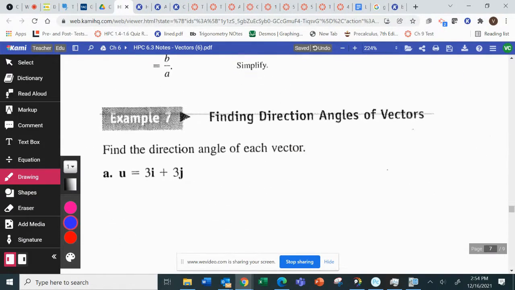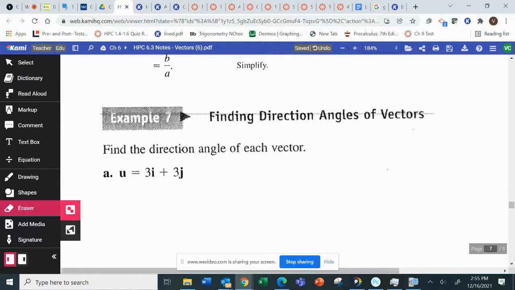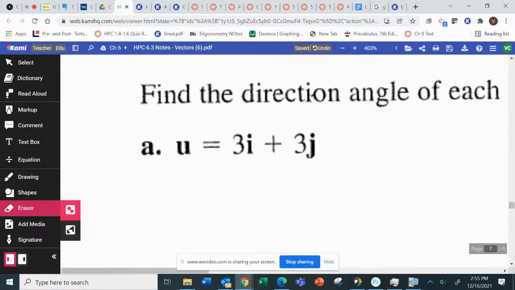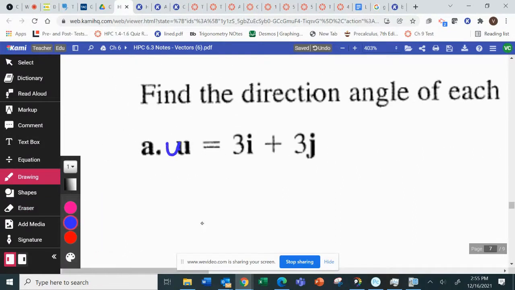So now, find the direction angle of the vector. We're going to look at vector U. This is not a unit vector. It's just a random U. Maybe we'll make a W and it won't be as confusing. So this is just some random U or W vector. There we go. So what would be our A value? 3, and our B value is 3.